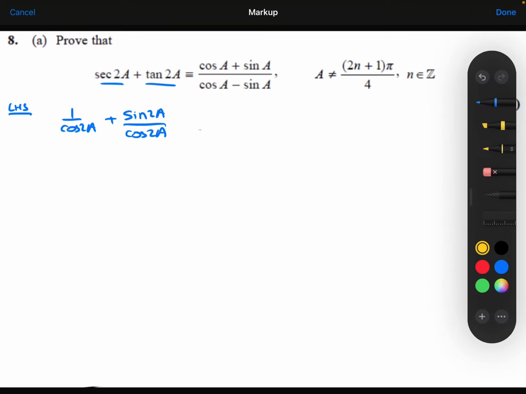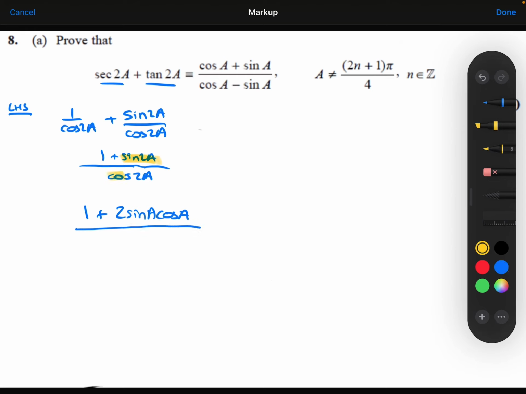You'll now notice that I have a common denominator, the cos 2a, so I can bring these two things together as one single fraction: 1 plus sin 2a all over cos 2a. Now to deal with the double angles, because we want to turn these into single angles. The sin 2a, there is only one way of doing that, so let me rewrite it. Sin 2a is the same thing as 2 sin a cos a.